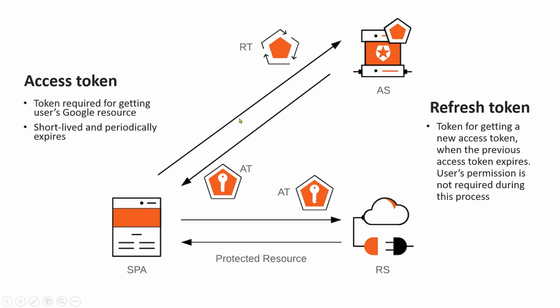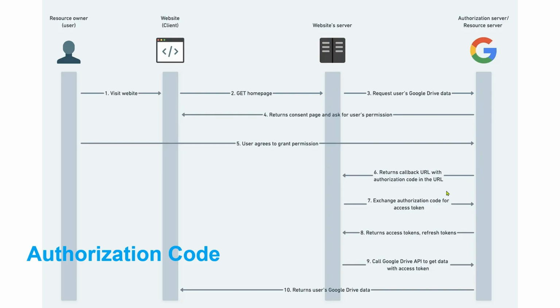So it comes with a refresh token. What will it do? It is used for getting a new access token when the previous access token expires. I already told you that this is short lived and periodic. So whenever it expires, the refresh token comes into the picture. The user's permission is not required during this process. It will refresh by itself. You need not give any permissions to get the thing done.